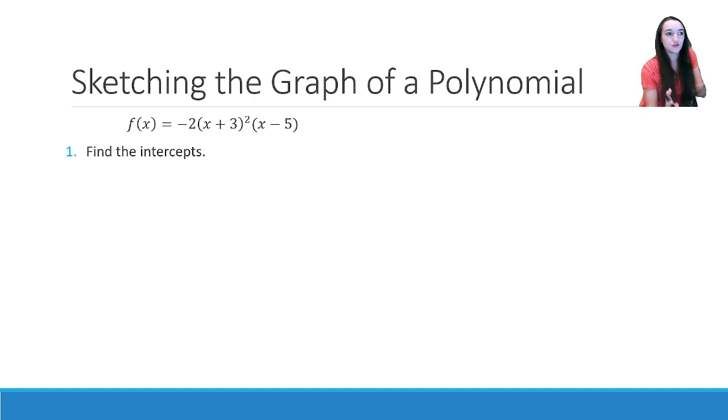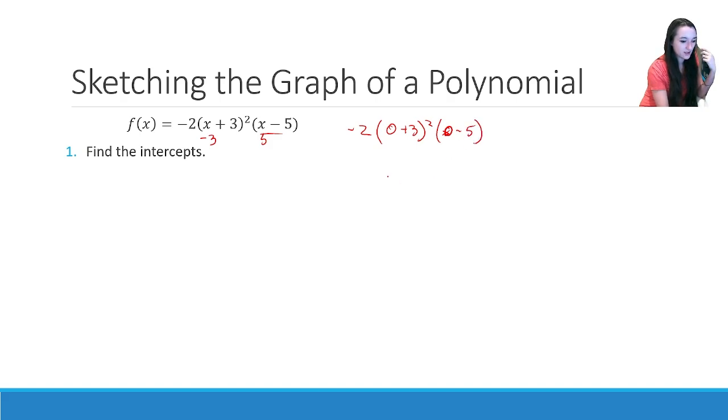It's given to you in the factored form, so finding the x-intercepts is pretty easy. It's going to be -3 and 5 are our x-intercepts. Then, to find our y-intercept, I'm going to plug in 0. So the y-intercept is -2 times (0 plus 3) squared times (0 minus 5). So that is -2 times 9 times -5, which altogether is equal to +90.